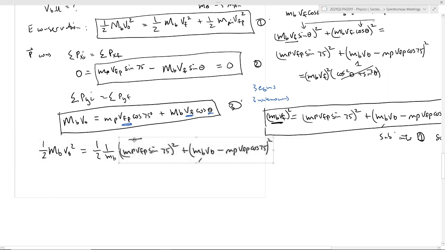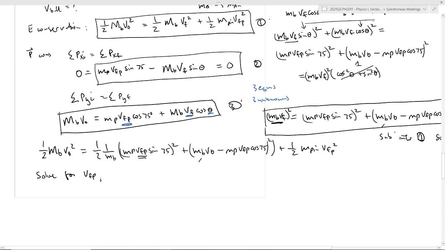All right, so we can stick that in there. And notice we would just have this other factor of 1/2 mass of the pin, V final pin squared. So that's a pretty nasty looking expression, but notice it does not contain anything that we don't know except for the V final pin. So we can solve this for V final pin.